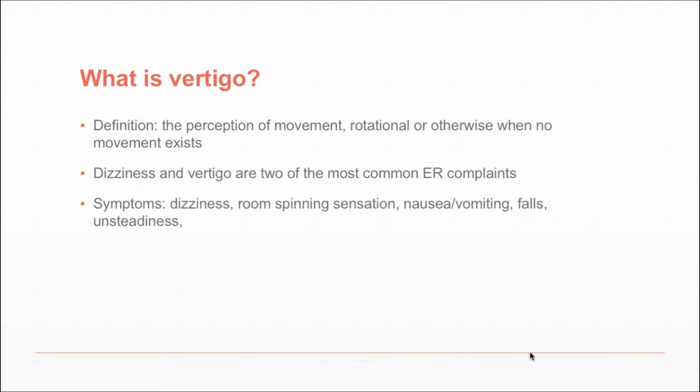It's the perception of movement, rotational or otherwise, when no movement exists. Now the problem with a lot of our dizziness vertigo complaints is the complaint itself is pretty vague. People will say, oh, I just feel dizzy, or I just feel lightheaded, or you'll have an Arabic speaking patient with a translator phone trying to explain the sensation that they're having, and there's no clear-cut method. So history is important, obviously, but a lot of times the things that we think are particular to one cause or the other don't necessarily fit. Symptoms again: dizziness, room spinning sensation, nausea and vomiting, and unsteadiness, a lot of gait abnormalities.